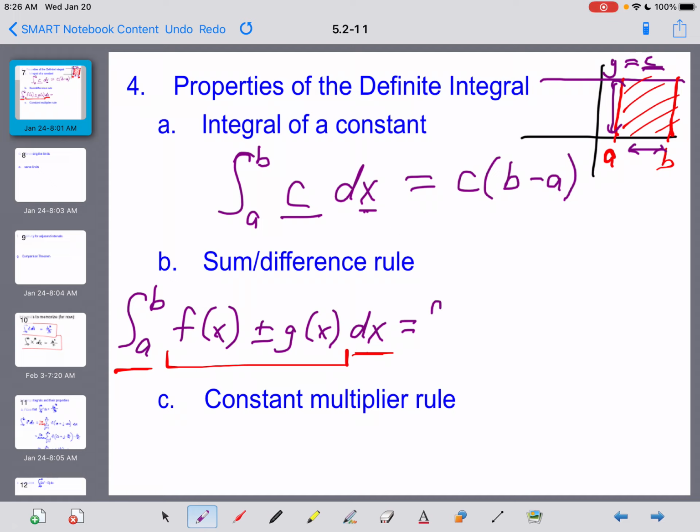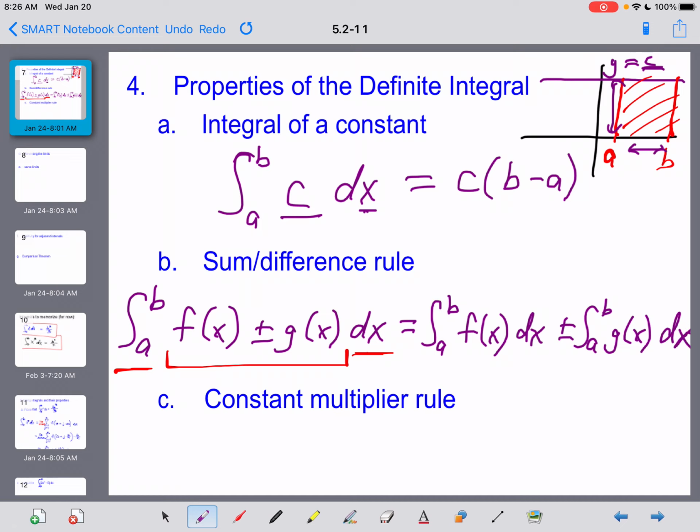It says that you can do an integral just from a to b of the first function, f of x, but don't forget your variable of integration there. So the integral of the first function, and then plus or minus the integral from a to b of the second function, g of x, taken with respect to x as well.